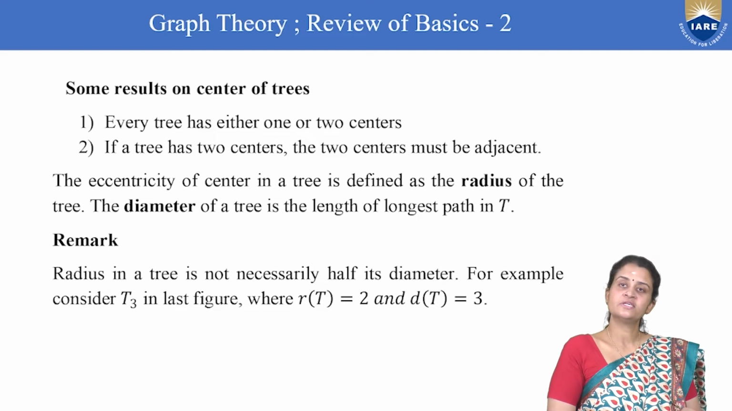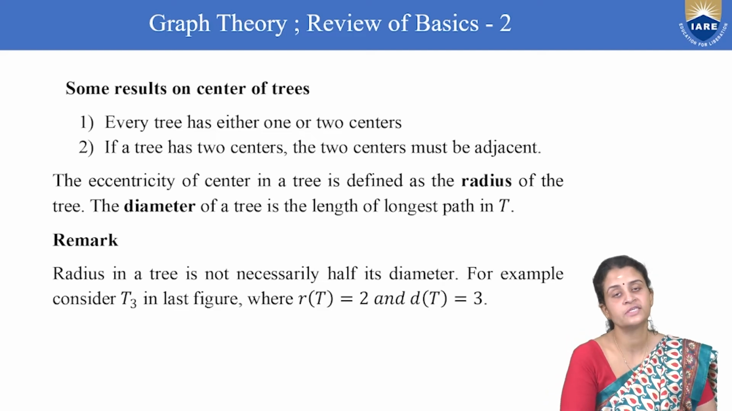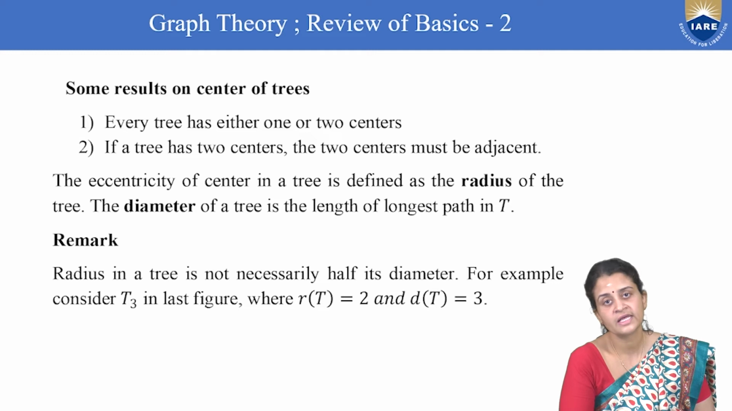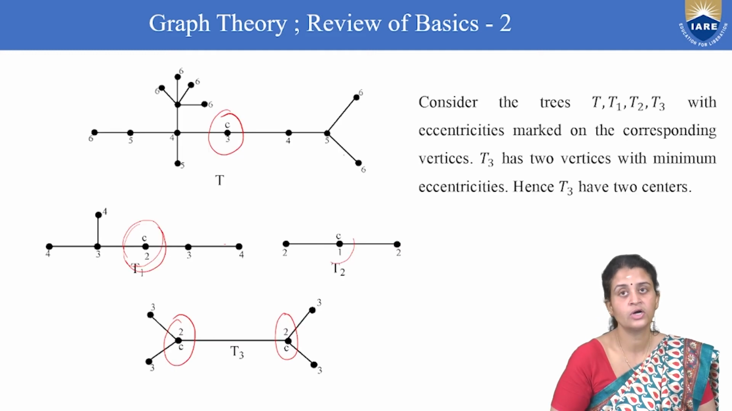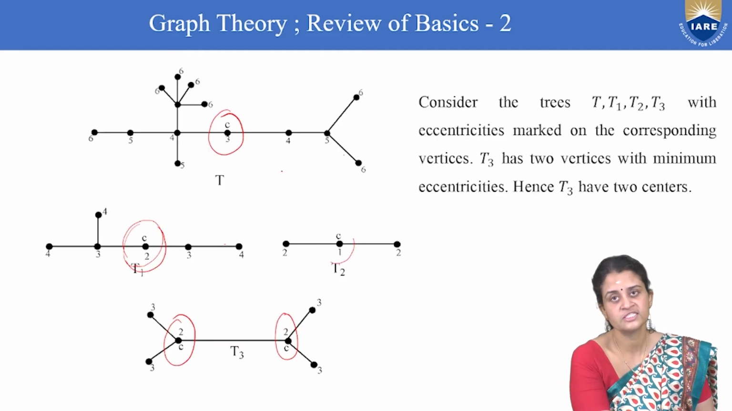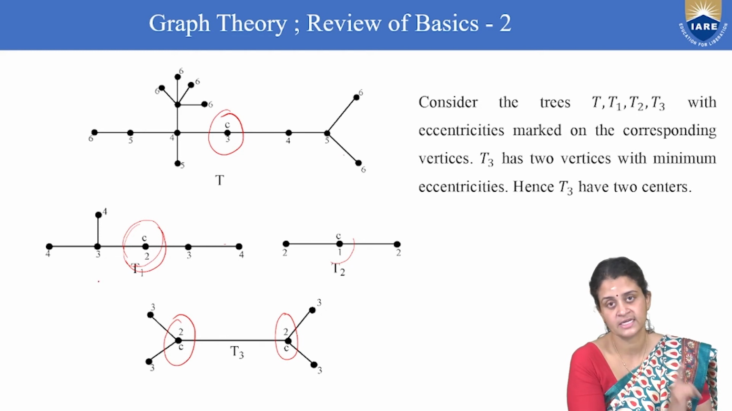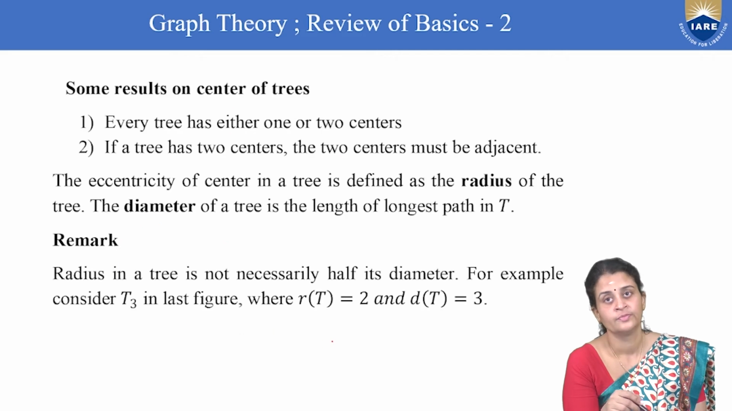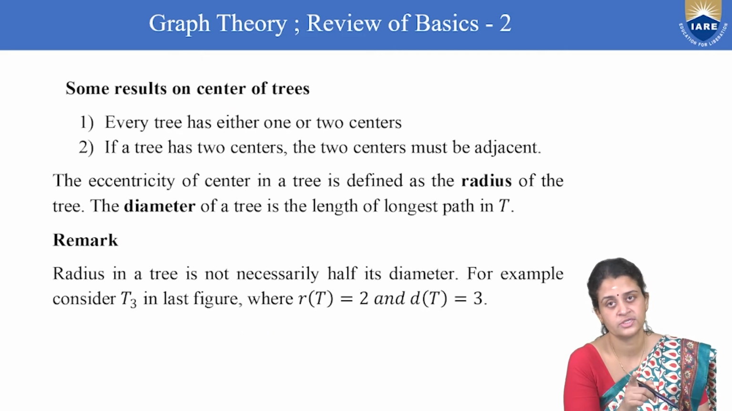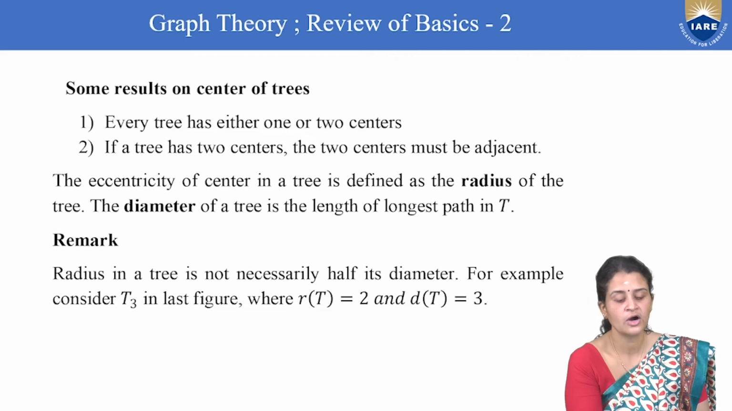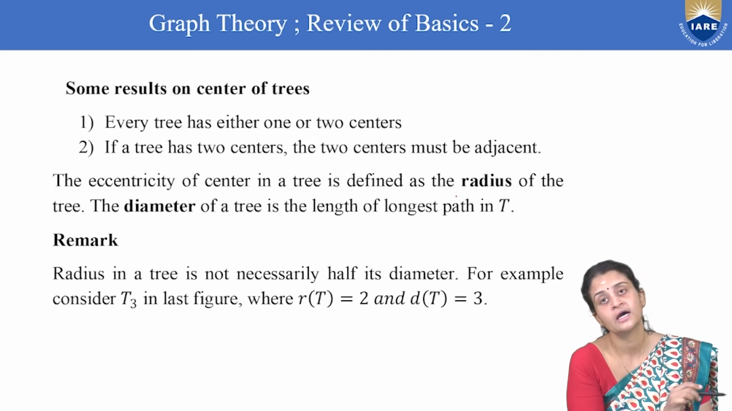We can see some results on the center of a graph, centers of trees. Every tree has either 1 center or 2 centers. Because from these definitions, we have seen that every tree has at least 1 center. In some cases, there may be 2 centers. If a tree has 2 centers, the 2 centers must be adjacent.